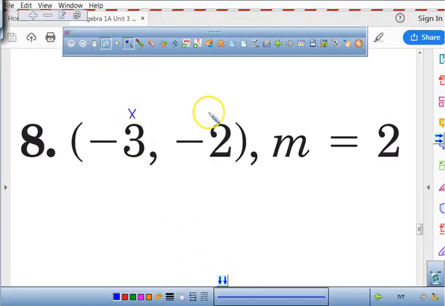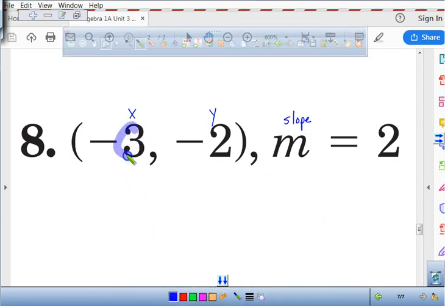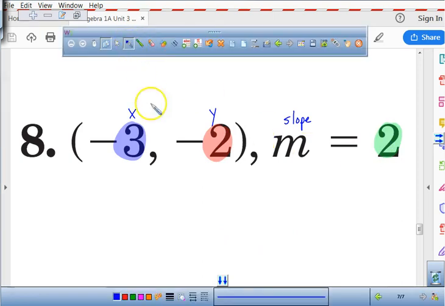Label, that's your x, that's your y, and this represents your m value or your slope. Okay? So I'm going to color this one in blue, this one in red, this one in green. Alright, so there we go. Good. Y equals mx plus b.